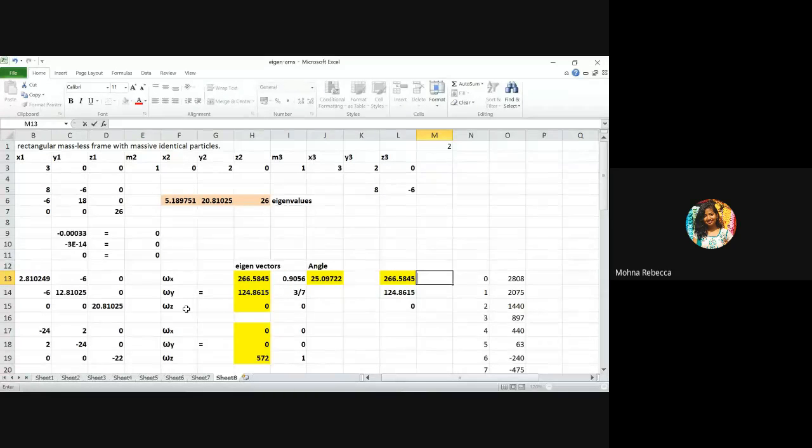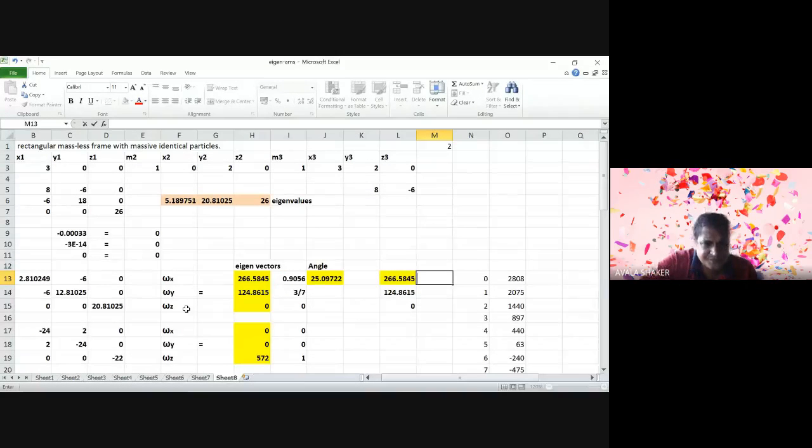Okay, so omega x is this much, omega y is this. So we can also calculate the angle between them. We'll say equal to degrees.